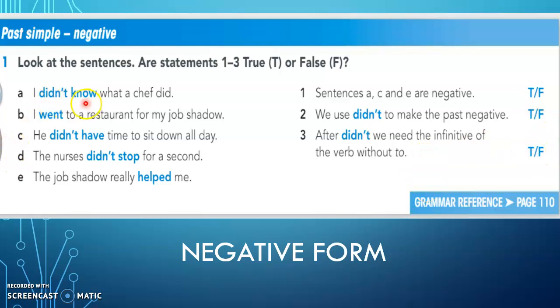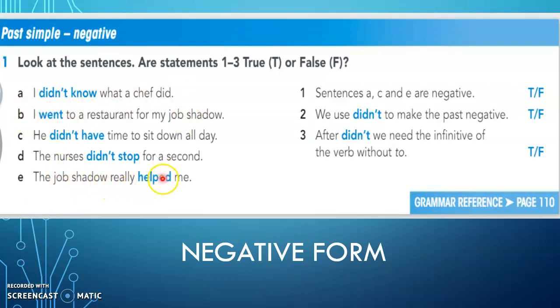If we know what the verb is in base form or in present: I didn't know, he didn't have. It's not going to be knew or had. The verb stays in base form. For example, in this one, I went to a restaurant for my new job shadow. It would be I didn't go to a restaurant if I wanted to make it negative.